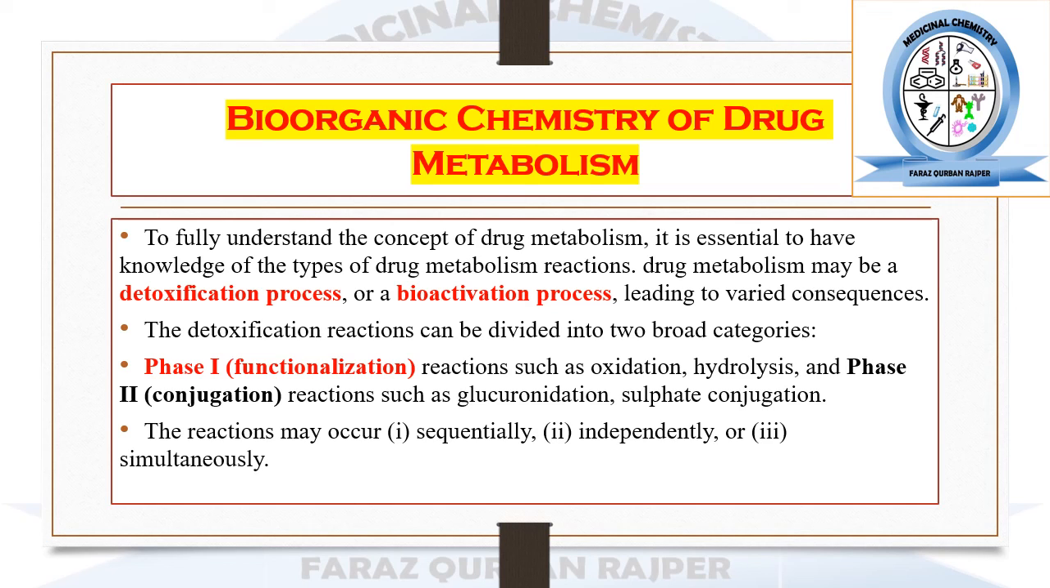So, bioorganic chemistry of drug metabolism. Chemistry of drug metabolism can be understood by understanding the different types of reaction, that is the phase 1 and phase 2 reaction. Basically these two reactions overall contain the drug detoxification process, or sometimes they can be a bioactivation process in case of a prodrug. So that's why they are classified into two different phases.